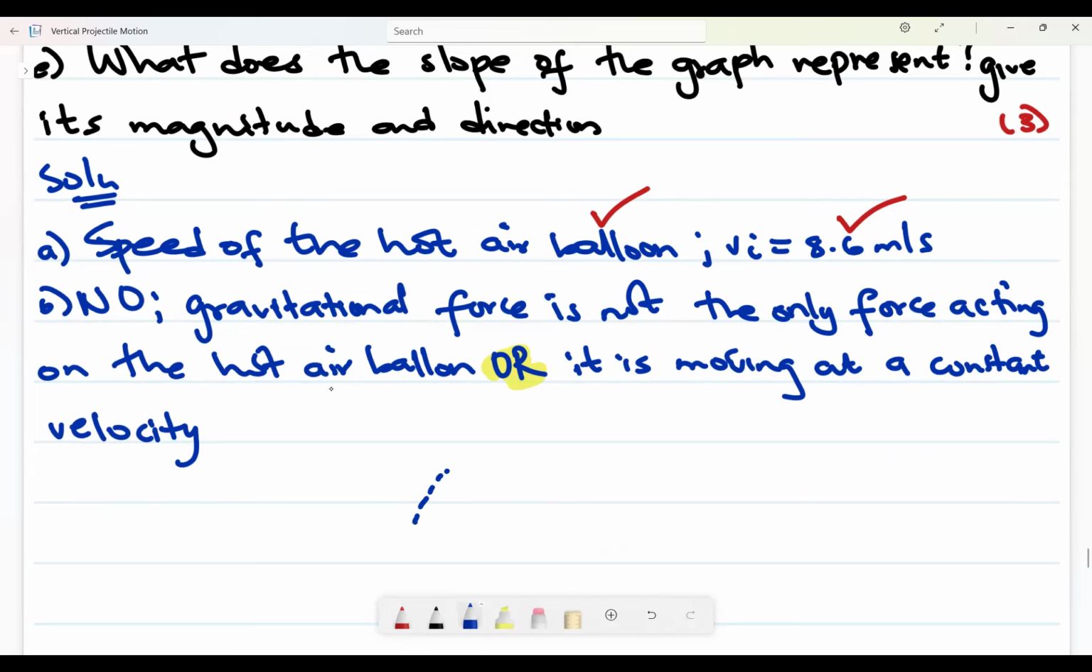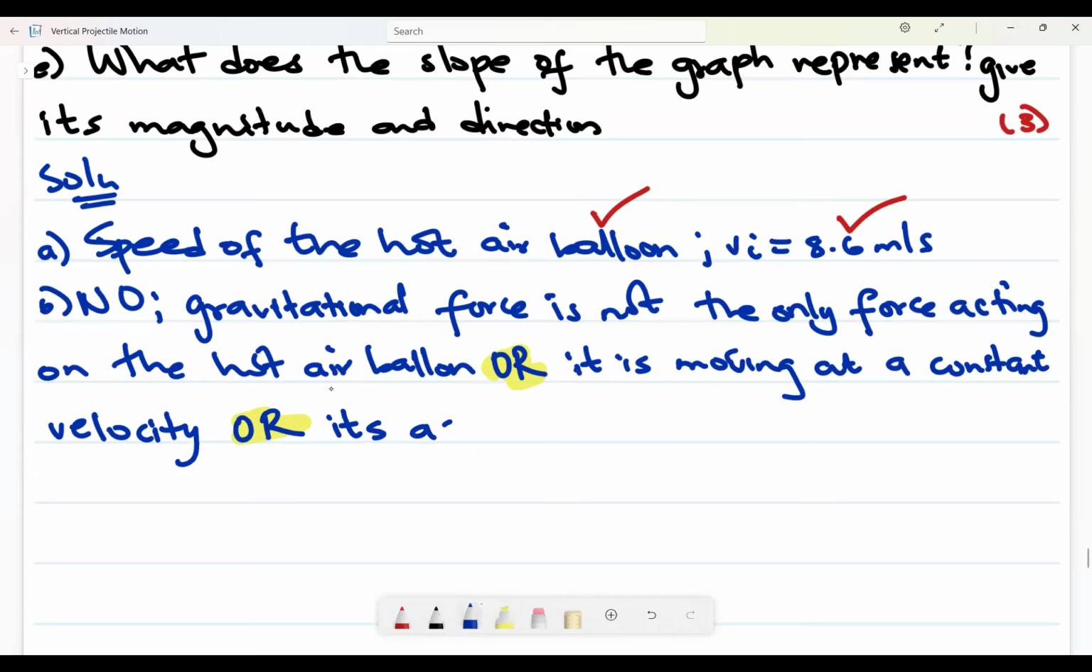Why? Because as it moves upwards, its velocity decreases. As it moves downwards, its velocity increases. So it is moving at a constant velocity, meaning, okay, you can say it's moving at a constant velocity, or its acceleration is zero.